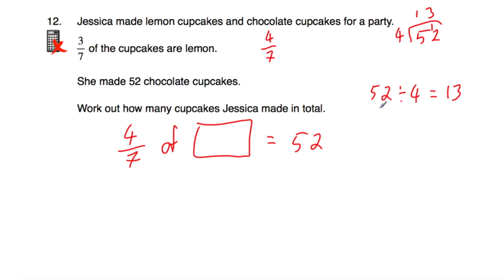Or you could halve it and halve it again, and half of it is 26 and half again is 13. So we've divided by the top. Now we just need to times by the bottom. And then we're going to take our 13 and we're going to times it by the bottom. So we're going to do 13 times 7.